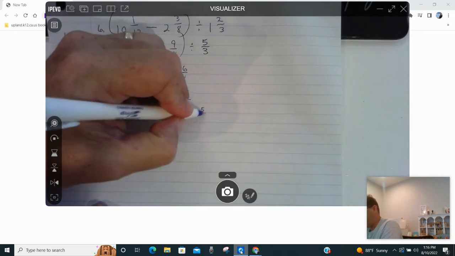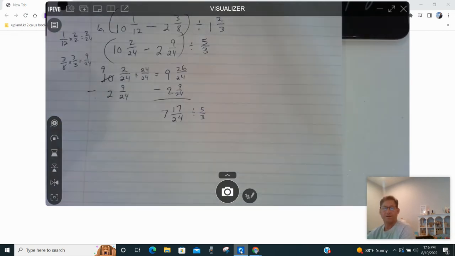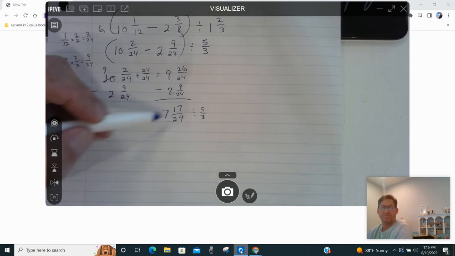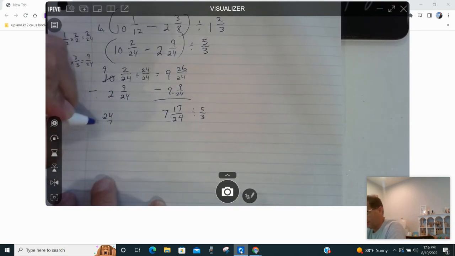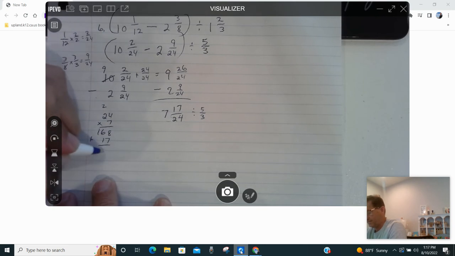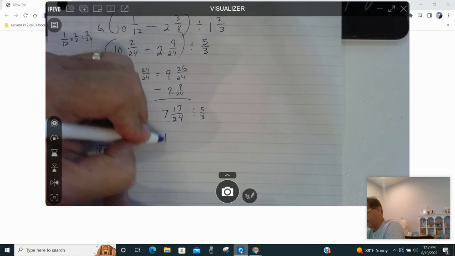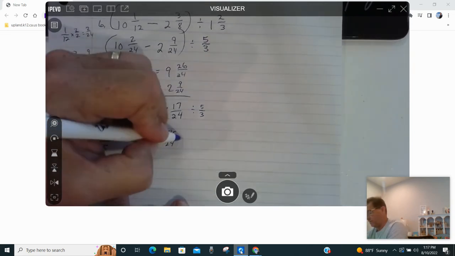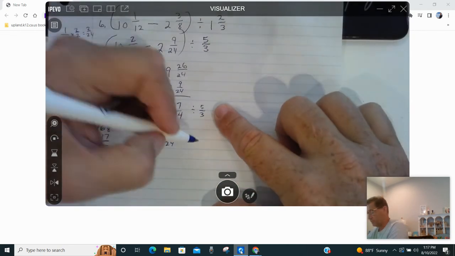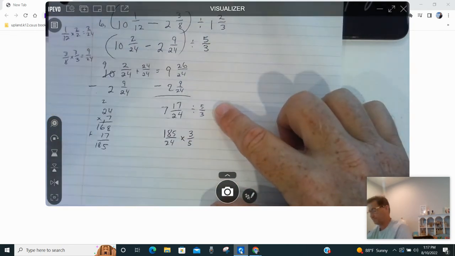I'm going to divide that by 5 thirds. Okay, we want to change this mixed number into a fraction greater than 1. So 24 times 7, 168, plus 17, we get 185 over 24. We're going to multiply that by the reciprocal of 5 thirds.